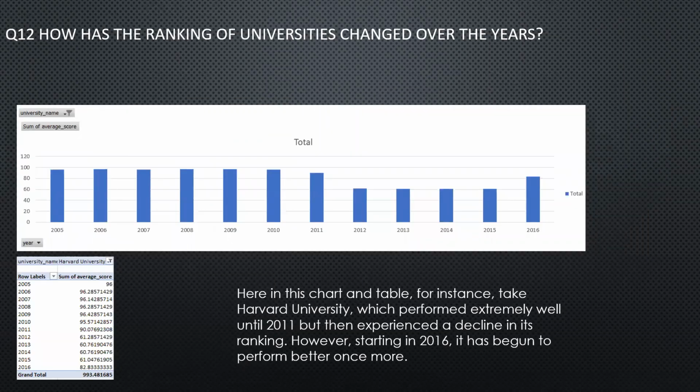How has the ranking of universities changed over the years? Depending on the college or university, there have been changes, as you can see in the chart and table. For example, take Harvard University, which performed very well till 2011, but then a drop came in its ranking. But from 2016, it has started getting better again. So there is a slight curve in this.